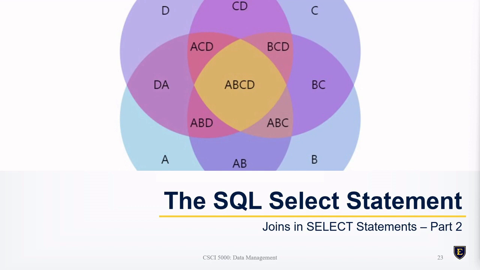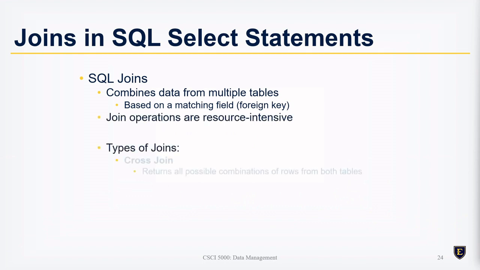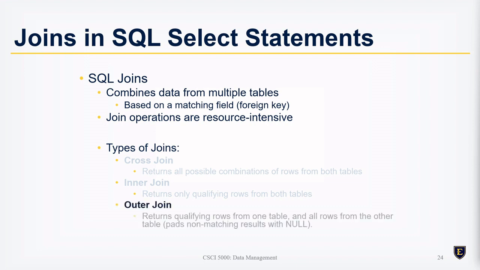So now let's take a look at another type of join, and as we mentioned previously in the last video and the one before, joins are how we combine tables in a relational database. They're usually matched on a foreign key, and we talked about the cross join and the inner join in the last two videos, but now we're going to focus a little more on the outer join.